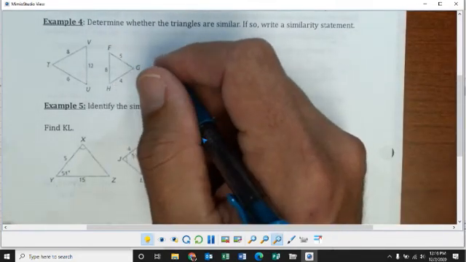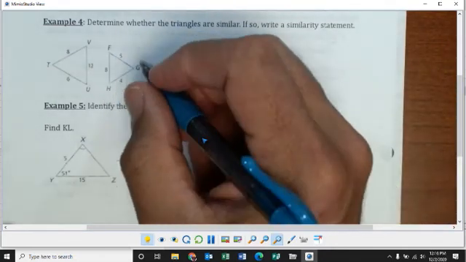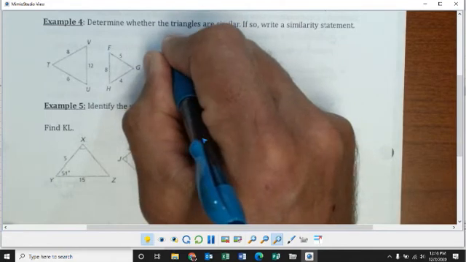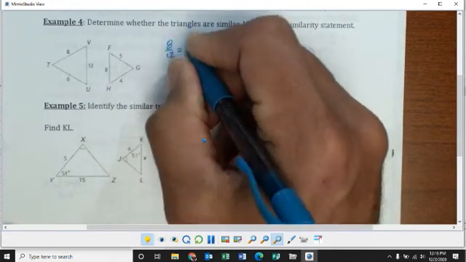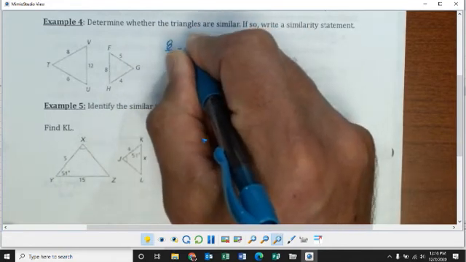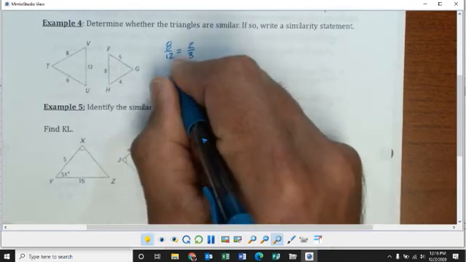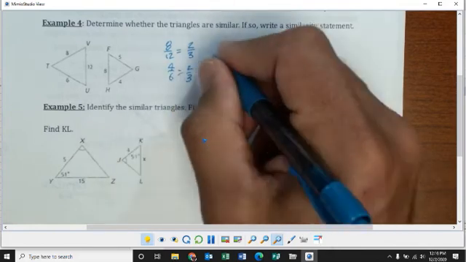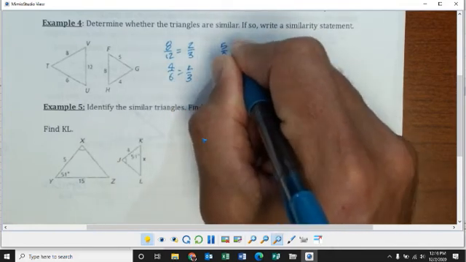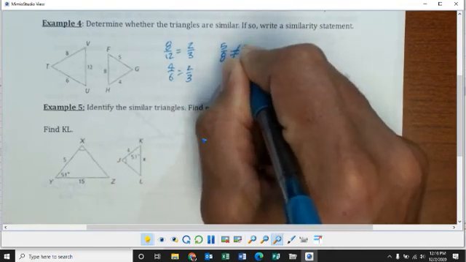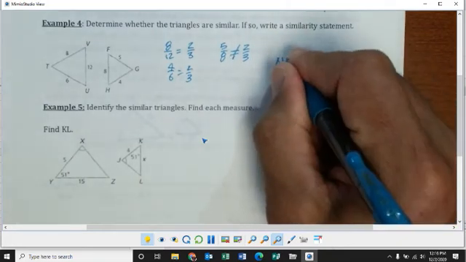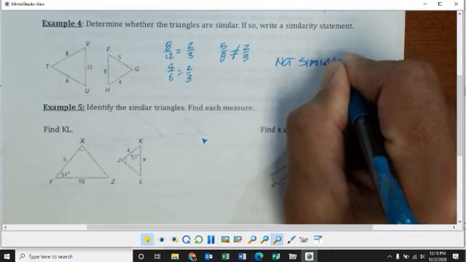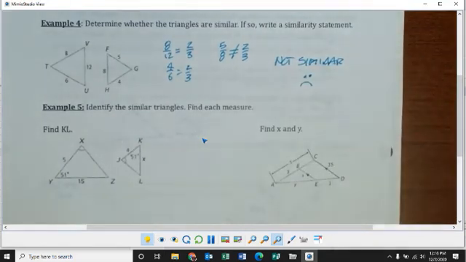Let's see. Welcome back. I've got 8 over 12. That reduces down to 4 times 2 is 8, 4 times 3 is 12. I've got 4 over 6, that's 2/3. And the other side, I've got 5 over 8, which is not equal to 2/3. So these are not similar. All right, definitely not similar.